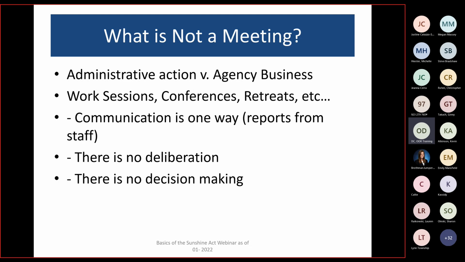Okay. Again, there's no problem with attending these conferences for educational purposes, as long as the supervisors don't go in the corner of that conference room and start discussing the township business, or the borough business, or the school district business and the like, because again, you end up deliberating. Okay, so at these work sessions, at these conferences, at these retreats, it's fine for these public officials to gather, as long as there's no deliberation and no decision making taking place.